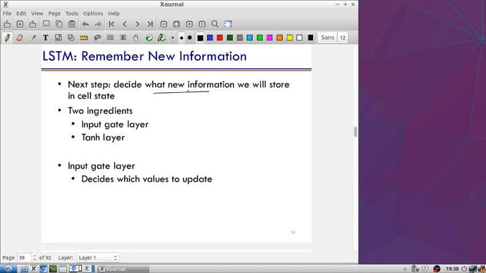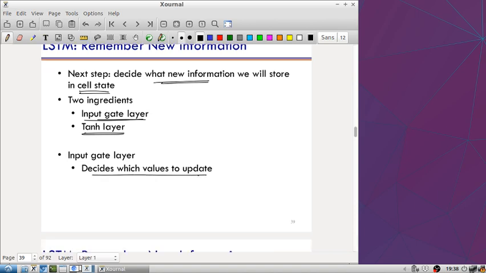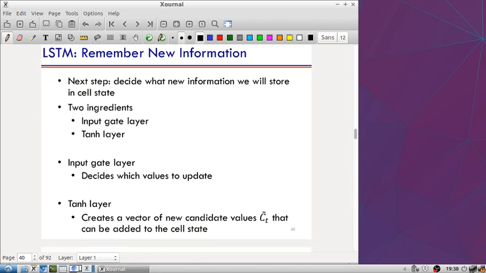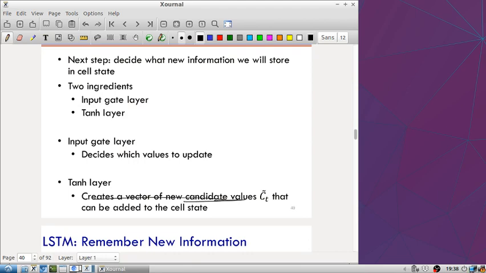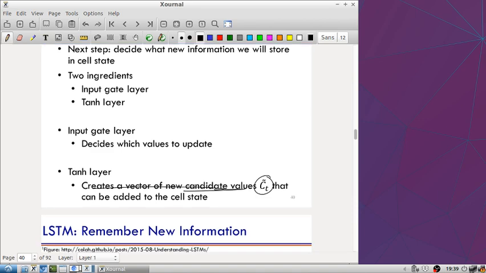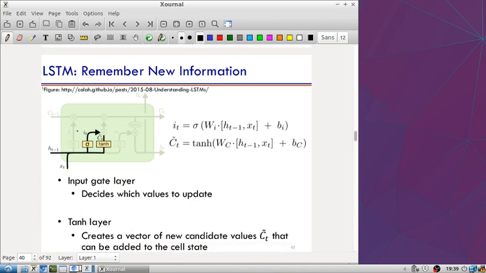Next step is deciding what new information we will store in the cell state. For that, there are two things: a gate and the usual tanh layer. The gate decides which values of the cell to update, and the tanh layer creates a vector of new values to add to the cell state. That's going to be called C tilde. So two things: I need to decide which values to update, which coordinates to update, and what to update with. And that's represented by this part of this block.